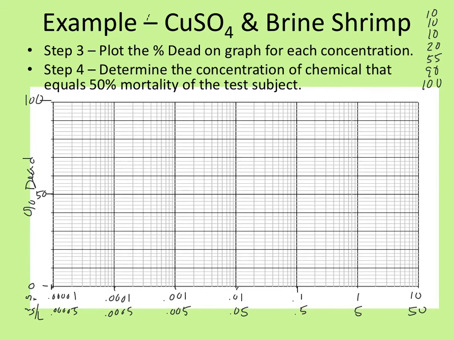We've already calculated that. So the first, or the lowest concentration, had 10%, so that would be right here. So we're going to go up to the 10% mark and mark that in there, which would be graphed right there.